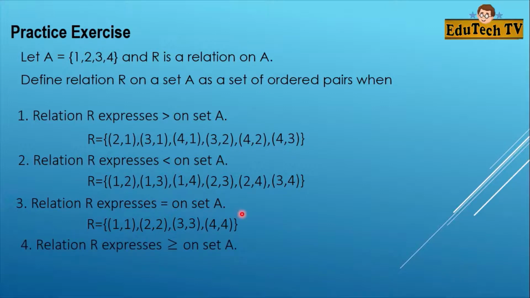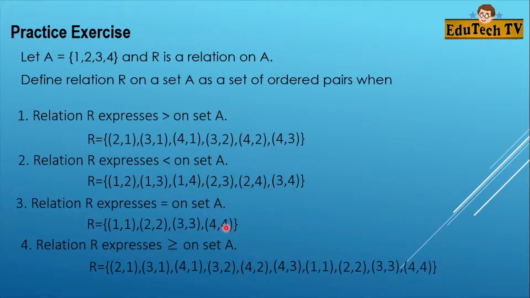Lastly, relation R expresses greater than or equal on set A. So all we need to do is to get all the elements of this, because this one is greater than. So we have 2, 1, 3, 1, 4, 1, 3, 2, 4, 2, then 4, 3. Then since it is greater than or equal, we have to get also the elements of this set. We have 1, 1, 2, 2, 3, 3, and then 4, 4. So this relation expresses greater than or equal on a given set A.